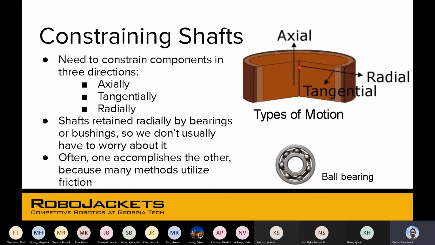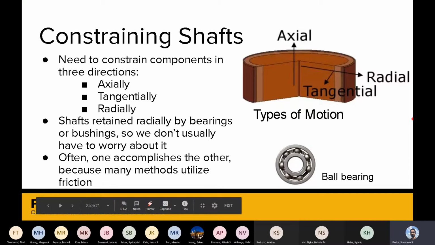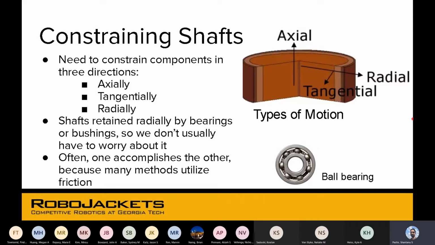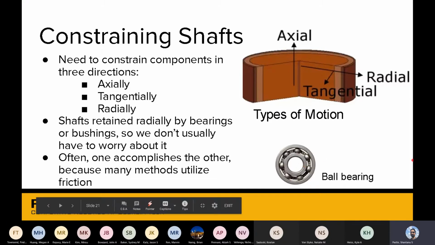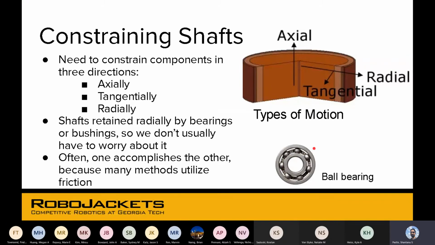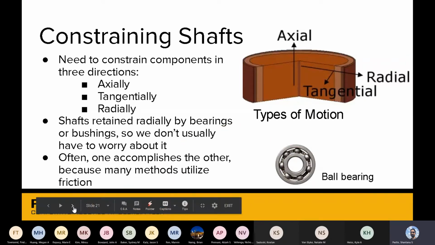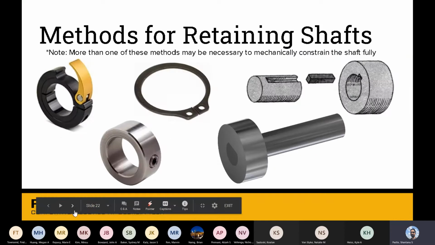Radially means going outwards from the center, and tangentially means you don't want it to slip with respect to the axle. So shafts are generally retained radially by bearings or bushings, so we don't have to worry about it. This is a ball bearing. Bushing is kind of similar. And often one accomplishes the other. If you constrain it in one way, you also tend to constrain it in another way because of how much friction there is.